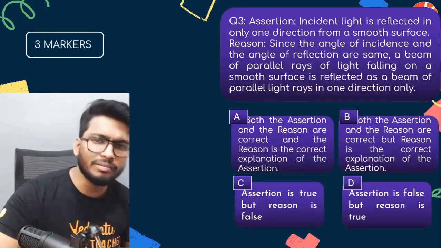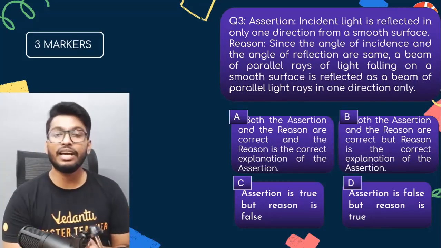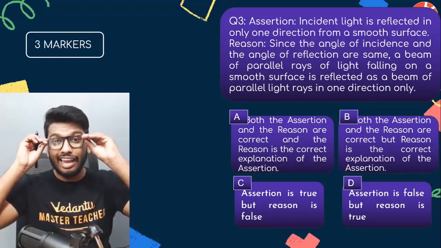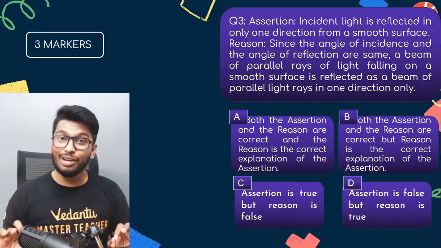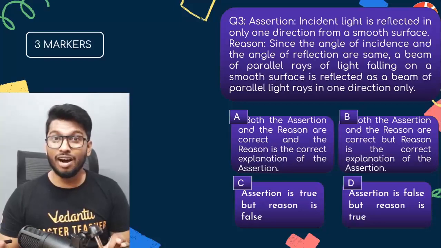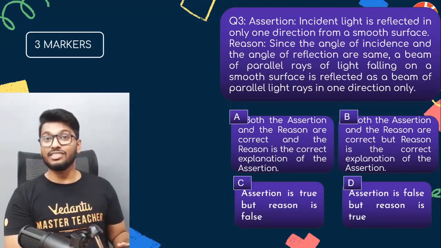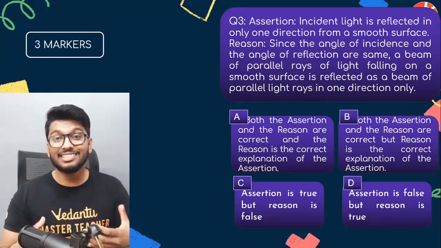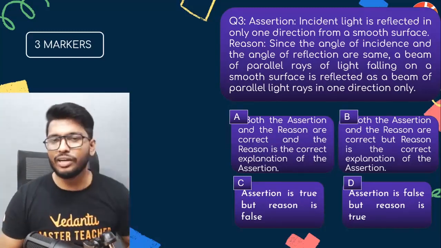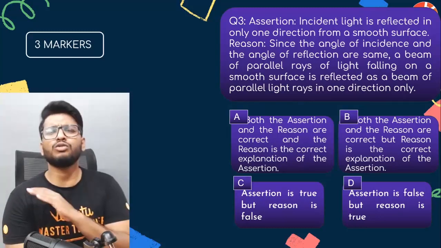All right, moving on, guys. Third question, it's a 3-marker question, assertion reasoning type. Even though here they've given it as 1 mark, 2 mark and 3 mark, in your board exams all questions carry an equal amount of marks. But yes, you will definitely have assertion reasoning type questions. It's a very important one because this is where the majority of students go wrong. So try your best, all right? Here's the question. Assertion: incident light is reflected in only one direction from a smooth surface.